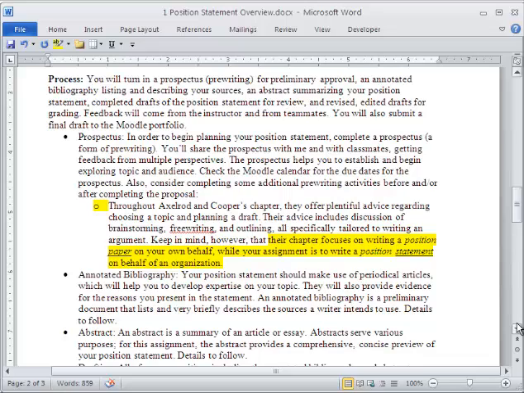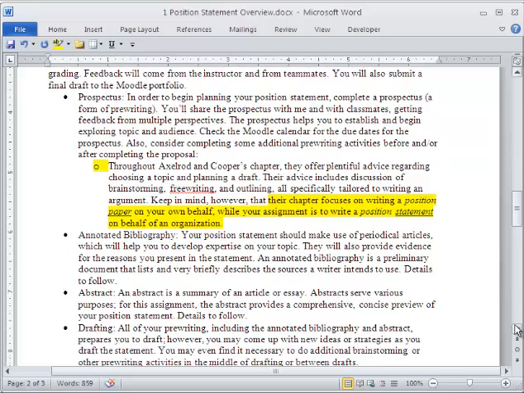mid-December. And so you're going to do a prospectus. I'm calling it a prospectus again because often for a position statement, the pre-writing is called a prospectus. It's sort of a proposal to write a position statement. You're also going to do an annotated bibliography, listing and describing your sources. You'll do an abstract summarizing the position statement. And we'll go through the drafting and peer review and revision and editing processes for all of these, although the process for the bibliography and abstract might be a more abbreviated versions.